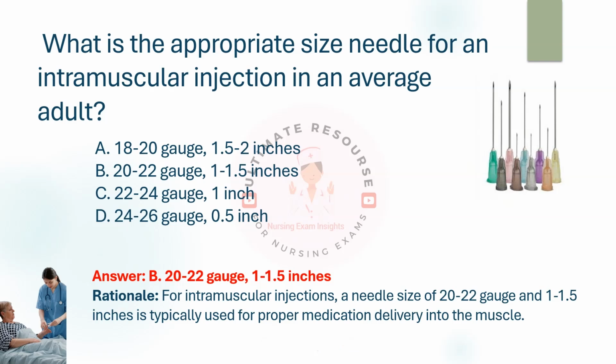For IM injections, a needle size of 20 to 22 gauge or 1 to 1.5 inches is typically used for proper medication delivery into the muscles.